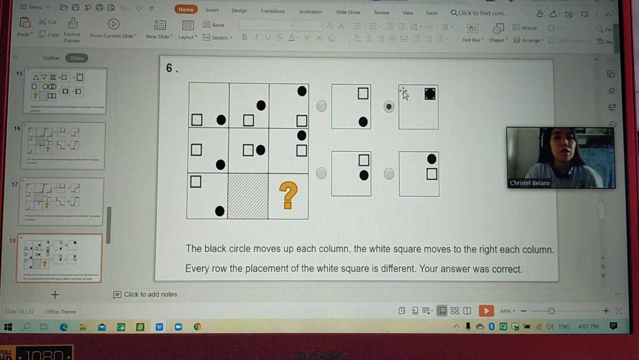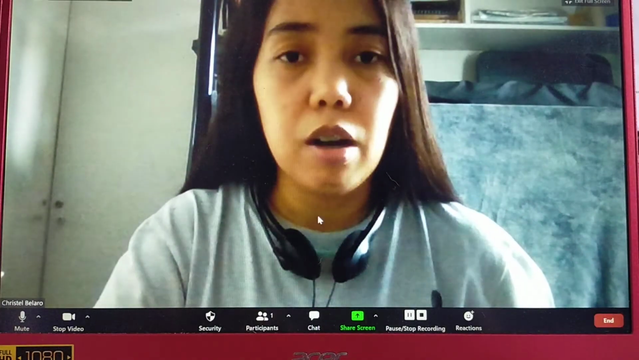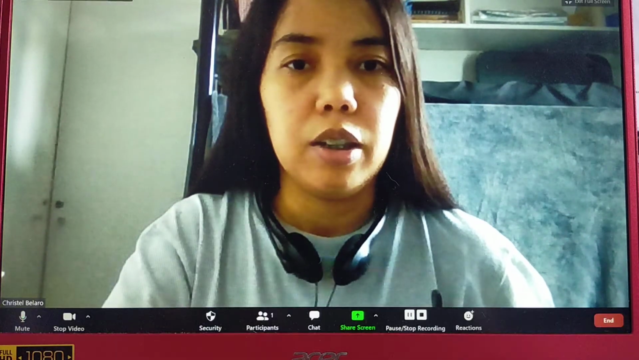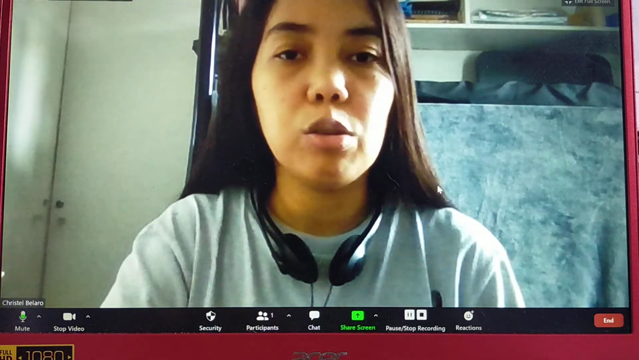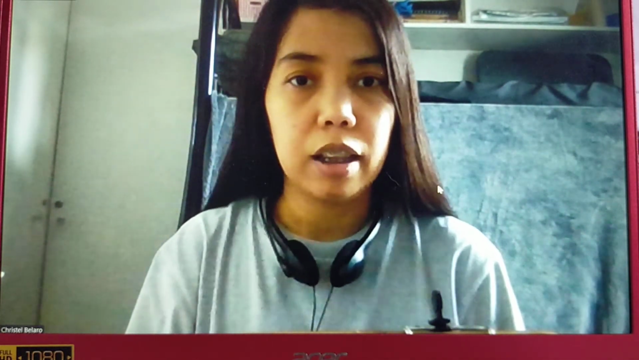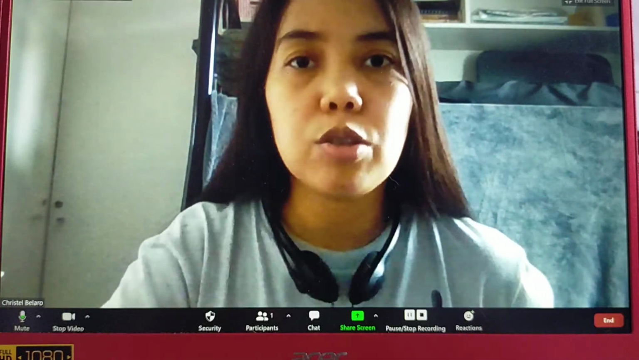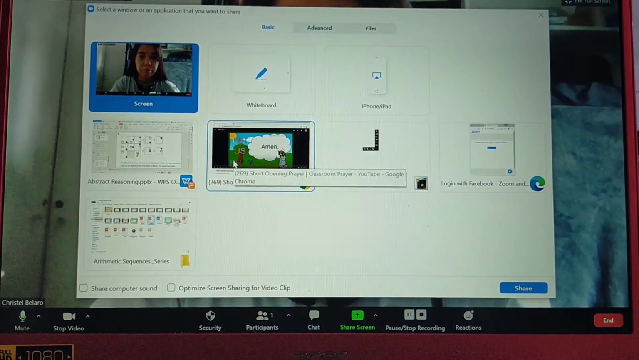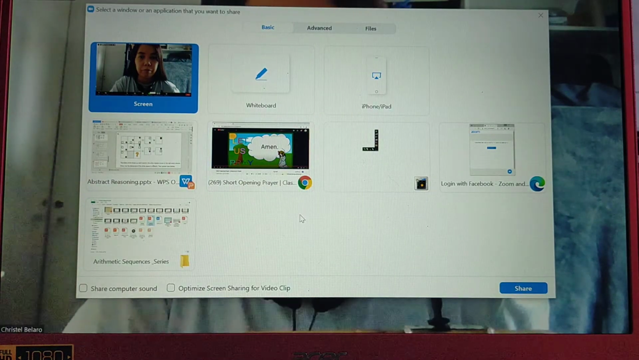So what do you think is the relationship of the abstract reasoning test to our lesson for today? Okay, so we need to identify the pattern given a set of numbers or figures. We're going to identify the rule behind it, to find the missing term or the next figure. Okay, so let's start with our lesson for today. Are you ready?